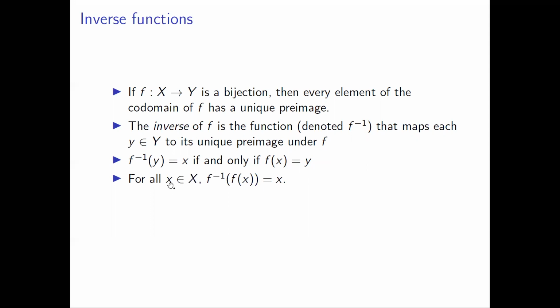And we can note that for all elements of the domain, all little x in the domain, we have f inverse of f of x equals x. That's because if we have f of x equals y, we also have f inverse of y equals x. So f inverse of f of x equals f inverse of y, which equals x. That's just from the last bullet. And similarly, for all little y in the codomain, we have f of f inverse of y equals y. So we're going to see some examples now.